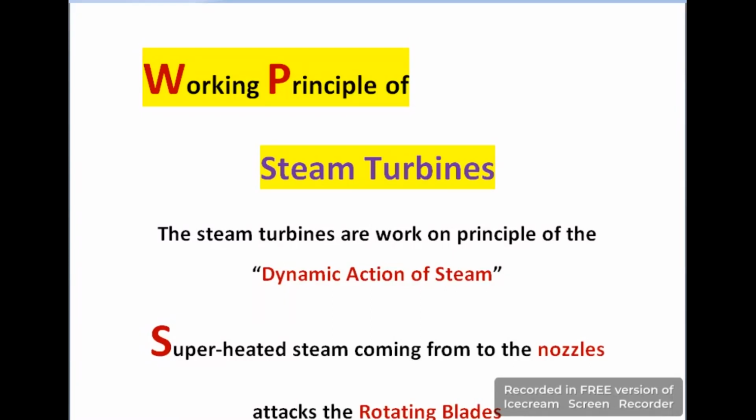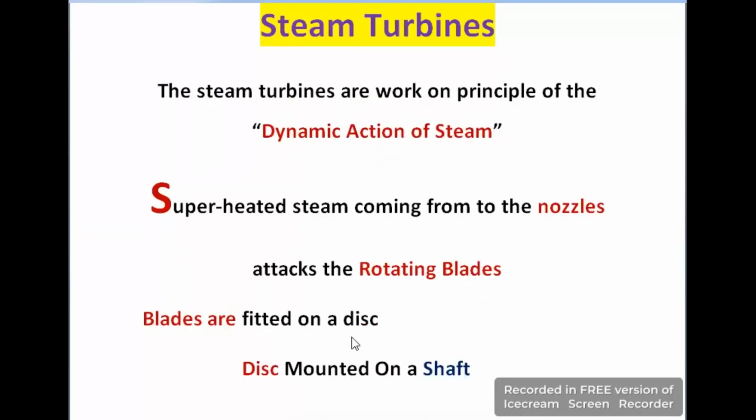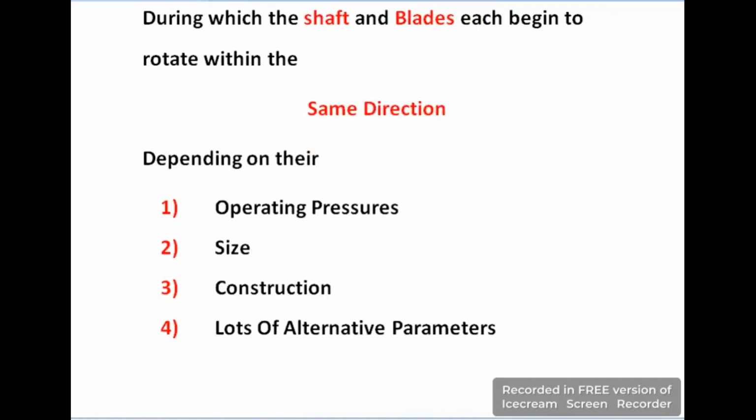That superheated steam comes from the nozzles, and it strikes the rotating blades. These blades are fitted on a disc, and that disc is mounted on a shaft. To run the blades, dynamic pressure is required, and that high pressure is created due to the high speed of steam. After it, blades and shaft rotate in the same direction, and that rotation depends on the following factors. The first one is operating pressure, size, construction, and lots of alternative parameters.